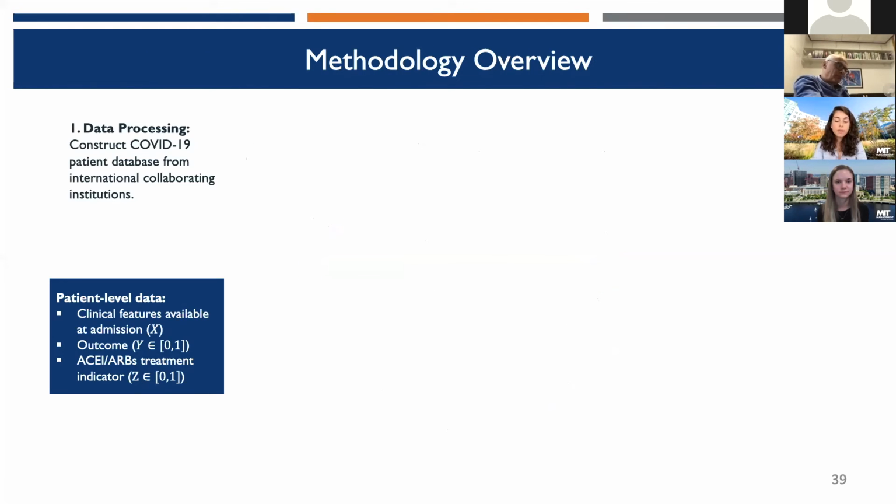So let's give first an outline of our approach. First, we construct the patient database from the international collaborating institutions. And for each patient, we determine three things. First, her clinical features at admission X. Second, the binary outcome Y. And third, whether she received ACE ARBs with the indicator Z.